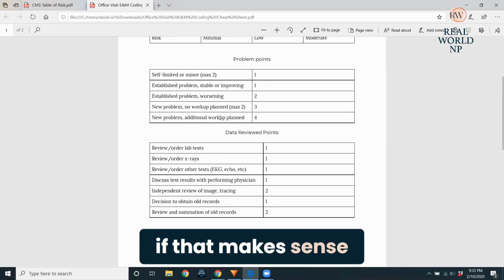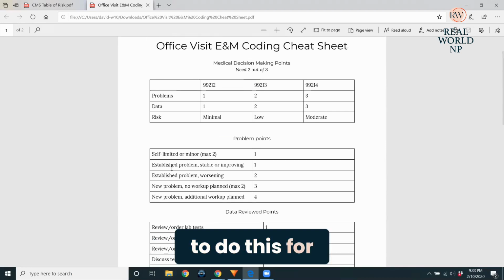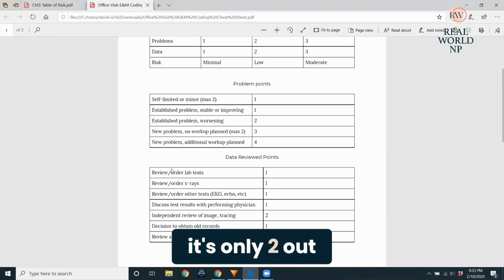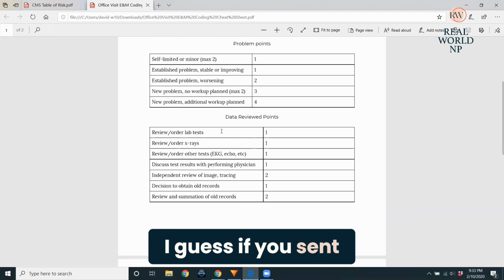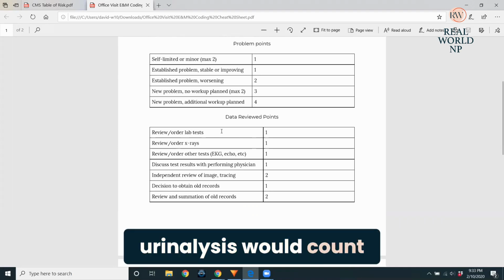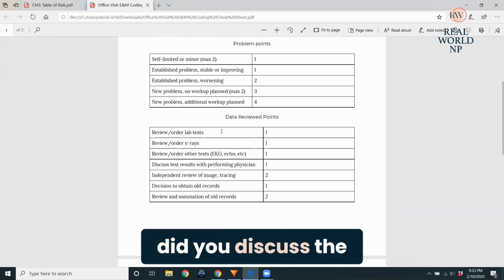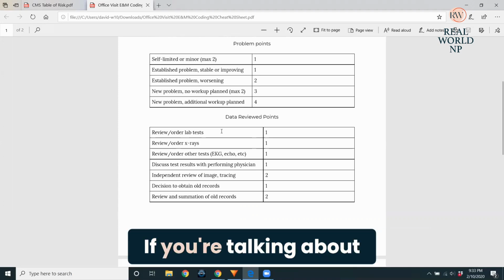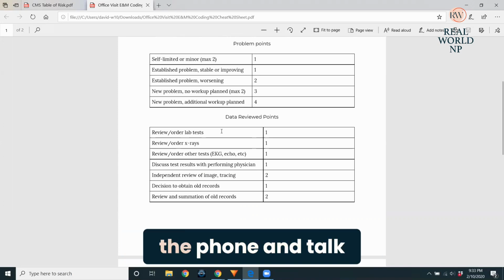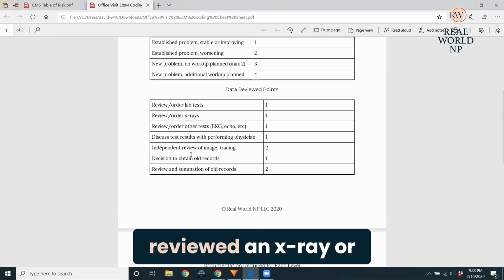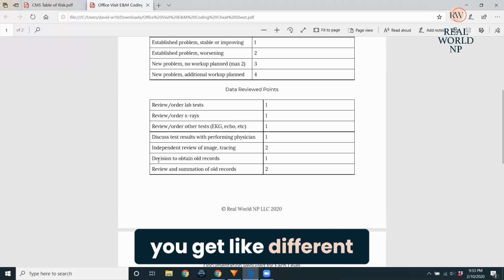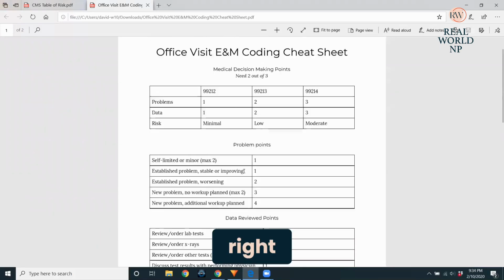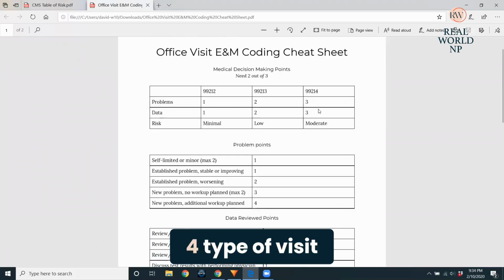So it has enough points to qualify for a level 3, but not enough to qualify for a level 4, if that makes sense. And then your data reviewed points, we actually don't need to do this for that particular example because, again, it's only 2 out of 3. But you could look at the data reviewed points. Did you order any lab tests? I guess if you sent a urinalysis, that would count. X-ray, EKG, did you discuss the tests with a performing physician? If you were talking to a specialist, you ordered some labs and then you get on the phone and talk to them, or if you independently reviewed an X-ray or an EKG tracing, if you went through old records, things like that, review and summation, you get different data points involved there. And you can have multiples, right? Which will add you up to that 3 if you're looking at a level 4 type of visit.